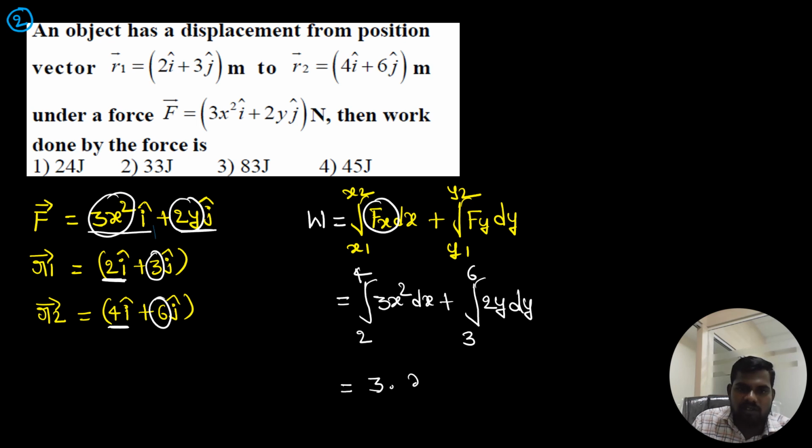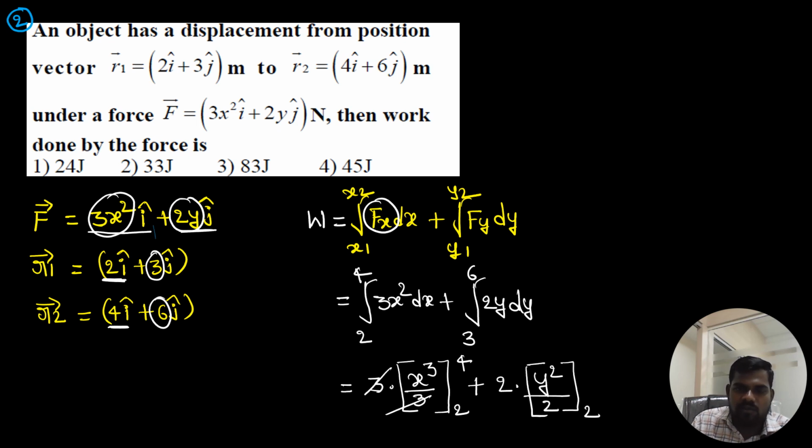x square means x cube by 3. The limits will come in this case as upper limit minus lower limit, 2 comma 4. This 3 cancels here. Plus 2 is the constant. If you take integration for y, it means y square by 2. The limits are 2 to 6. Again 2 gets cancelled. So what is the remaining in this case? Work done is equal to x cube, which is the remaining in this part.